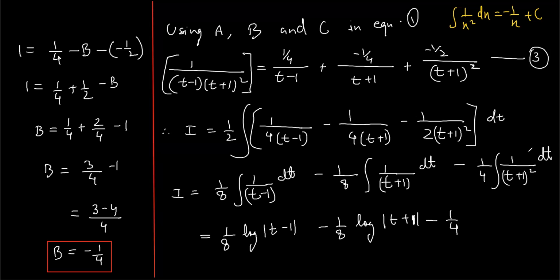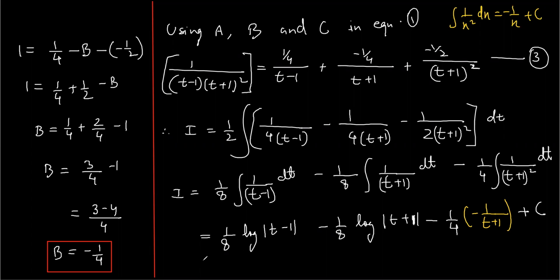So this is what function? 1 upon t square. t is replaced by t plus 1. So here I have minus 1 upon t plus 1. And since the coefficient of t is 1, no need to divide, because even if you divide, you will end up getting the same thing. So minus 1 upon t plus 1, and finally plus c.